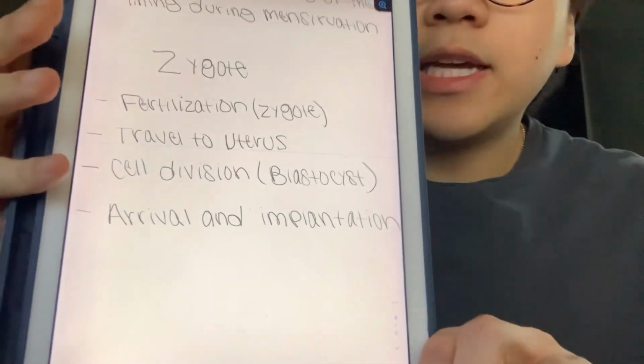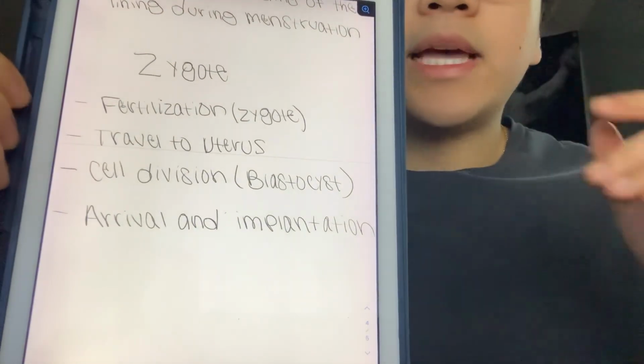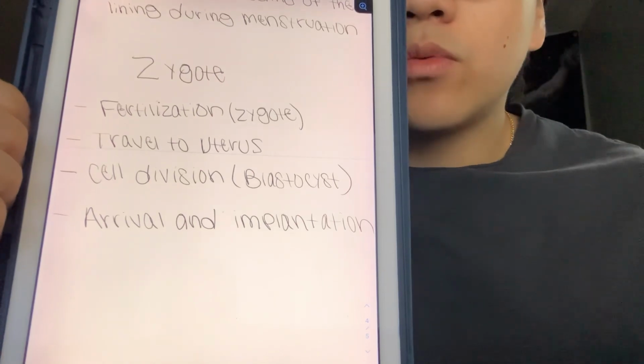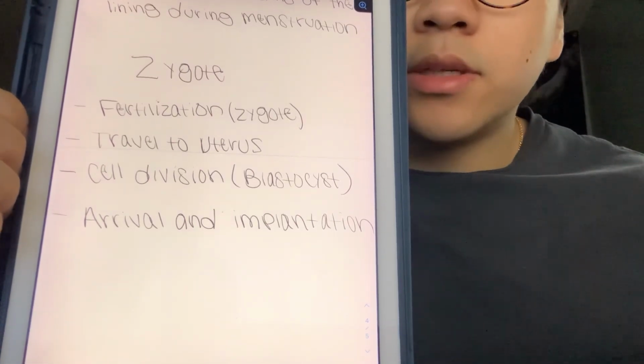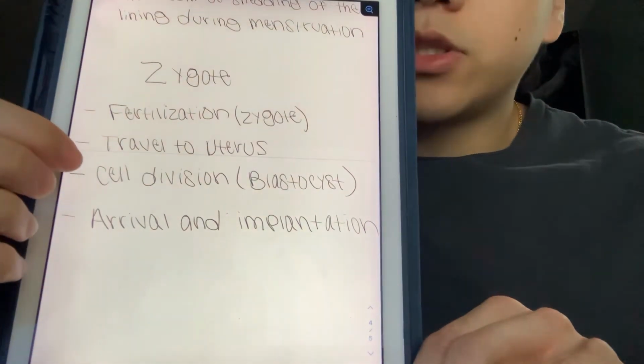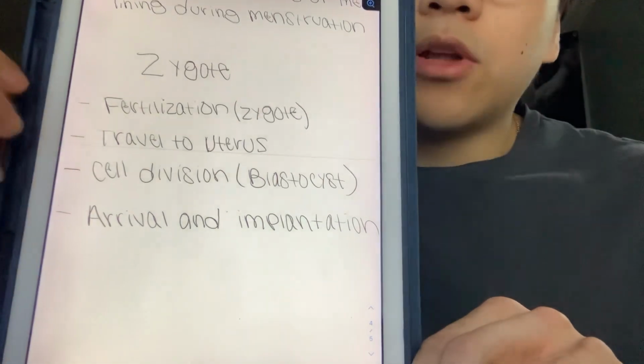Moving on, we're going to be talking about the stages of the first 2 weeks of a zygote. So in a zygote, the first stage will be fertilization. Fertilization occurs when the sperm meets the egg within the fallopian tube of the female. And then and there, it will form a zygote, which is a small clump of cells when it starts off. The zygote will begin to travel to the uterus from the fallopian tubes.